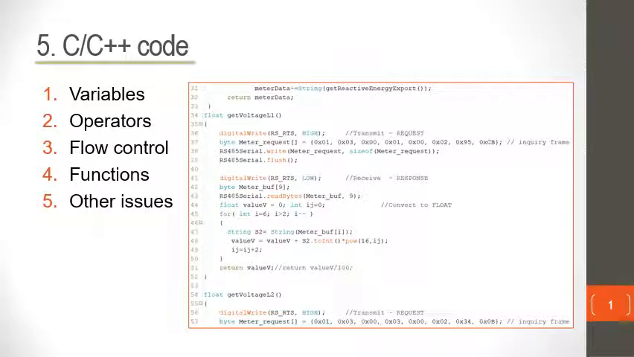So effectively, we said the microcontrollers that we're going to be using will be implementing the C++ code or Arduino code. As a refresher for the Arduino code, I would like to look at the following 5 different issues. We'll look at the variables, the operators, flow control, functions, and any other issues that you might come across while coding for the embedded system.